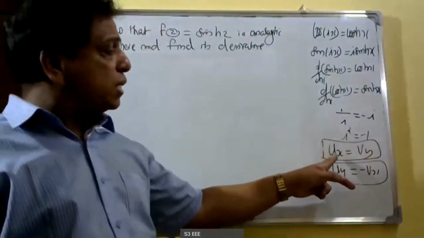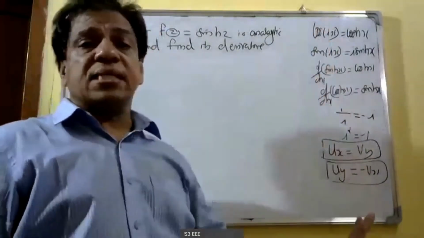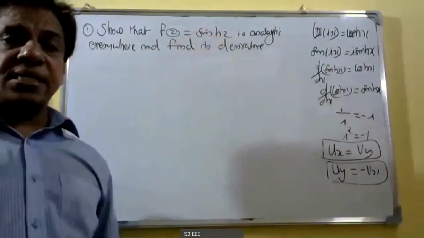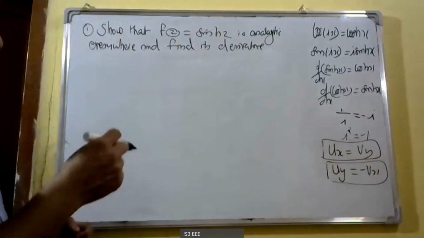And the Cauchy Riemann equations: ux equal to vy, uy equal to minus vx. Based on this result, we can easily show that f equal to sinh z is analytic, and we can find its derivative. Then we can work out the problem.